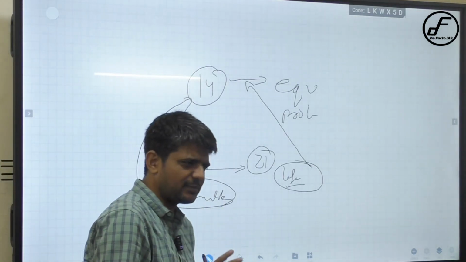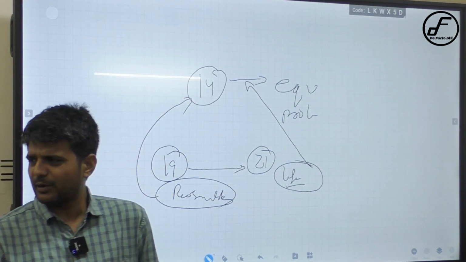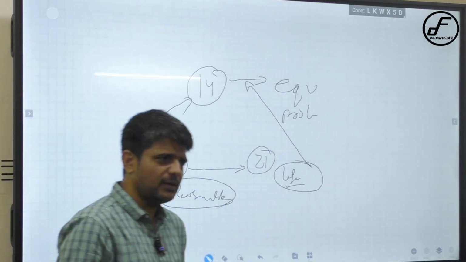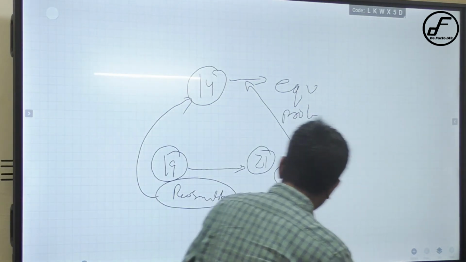Very simple interrelationship, right? So you need not worry very much about what to write. It's a very simple thing. Understood? Now let us come to Article 19.